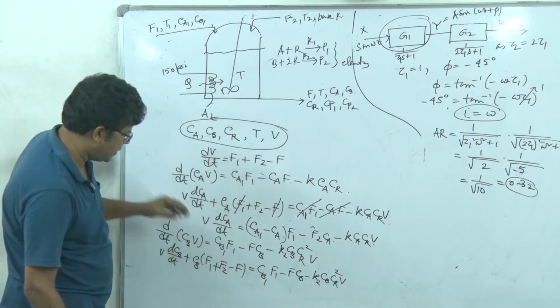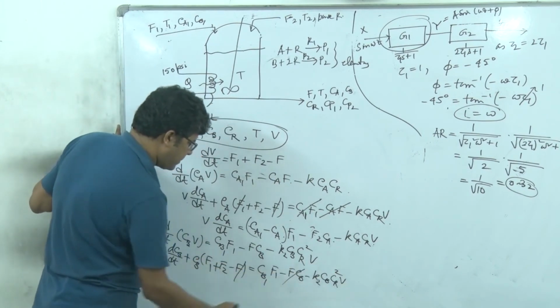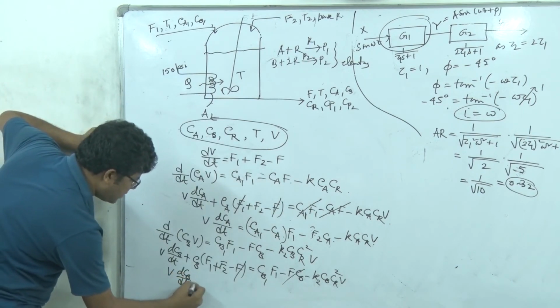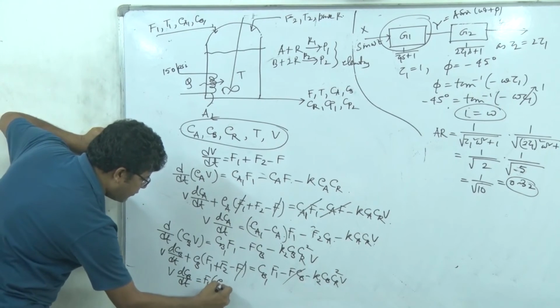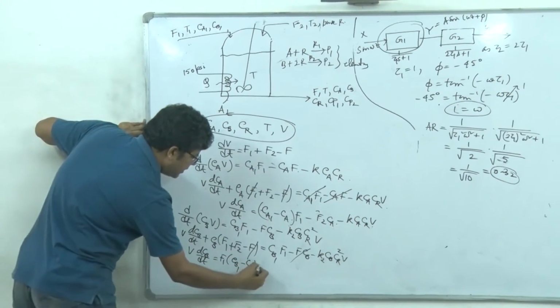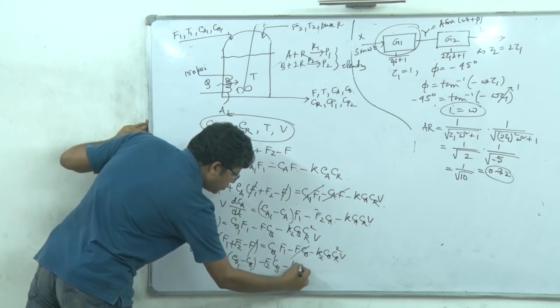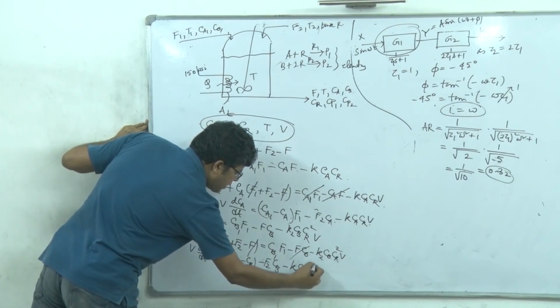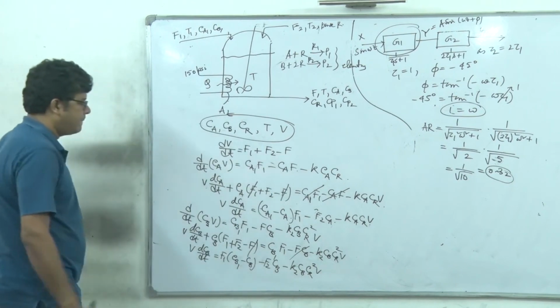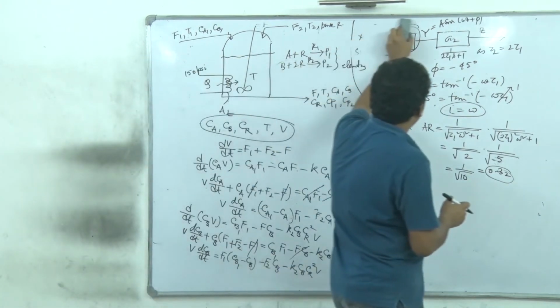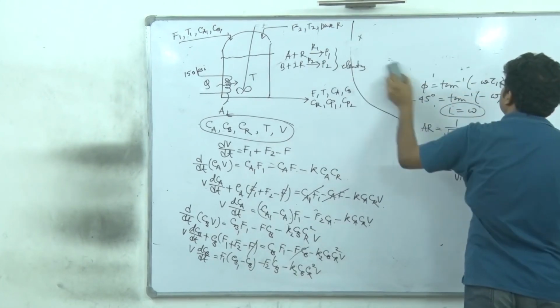Now what will cancel out? This will cancel out. So V into dCv dt will be equal to F1 Cv1 minus Cv minus F2 Cv minus K2 into Cv into Cr square into V. So next we have to write a balance for R.